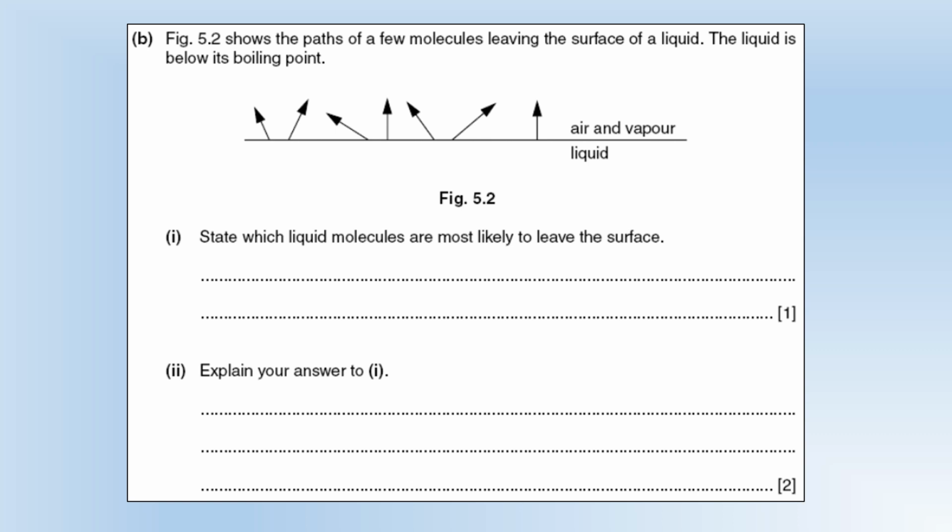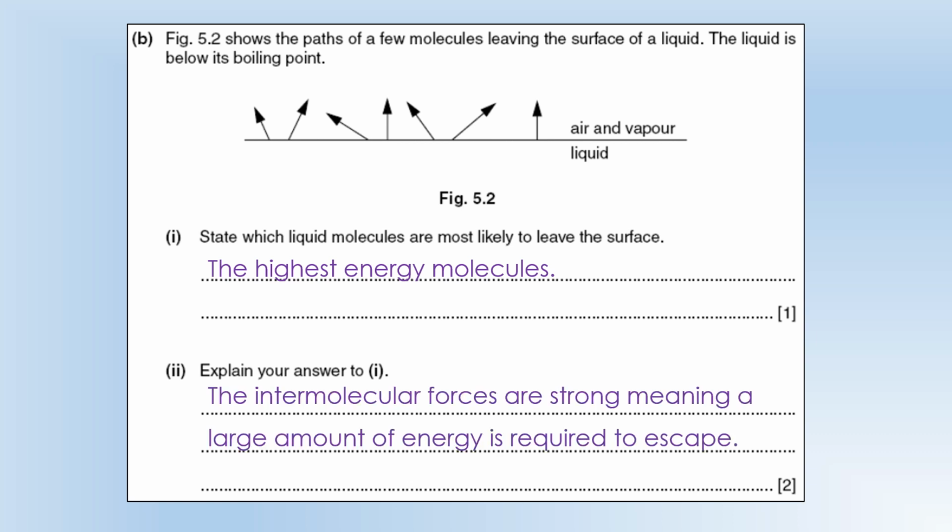So it's not asking you to find which of the arrows it is, it's asking you to realize this is evaporation, so it's the highest energy molecules that leave the surface. So explain your answer. Well, the intermolecular forces are strong, which means a large amount of energy is required to escape, which is why only the highest energy molecules can escape.